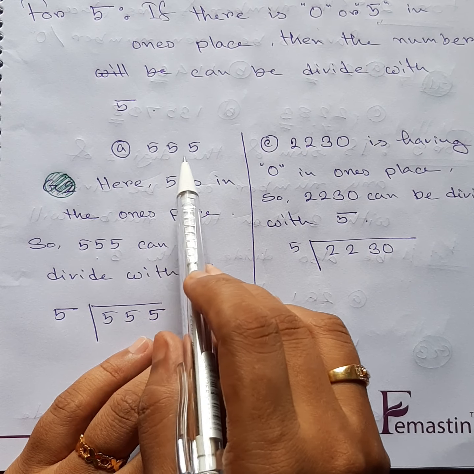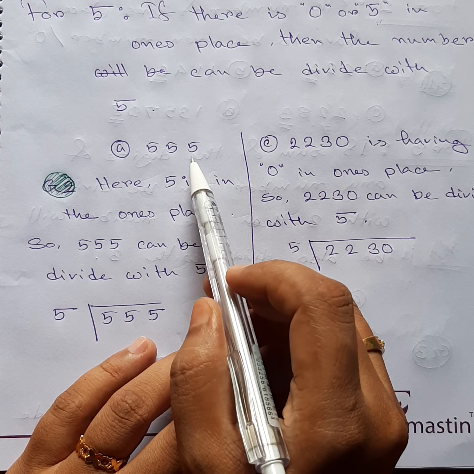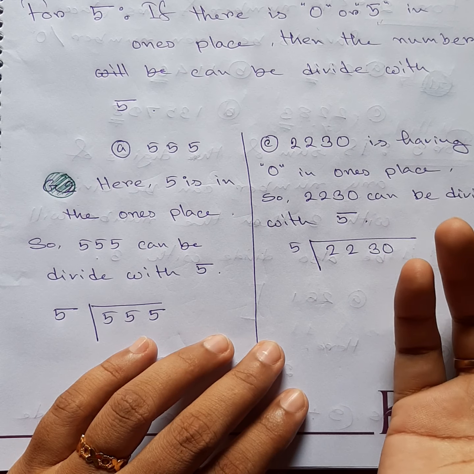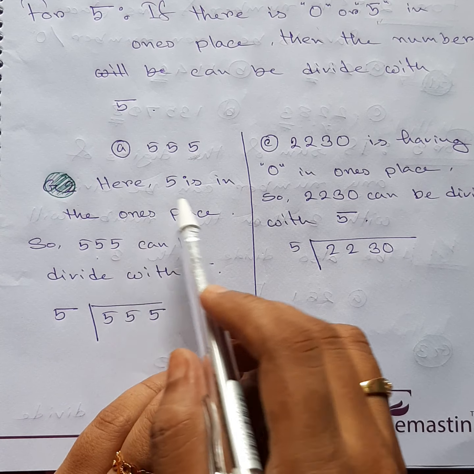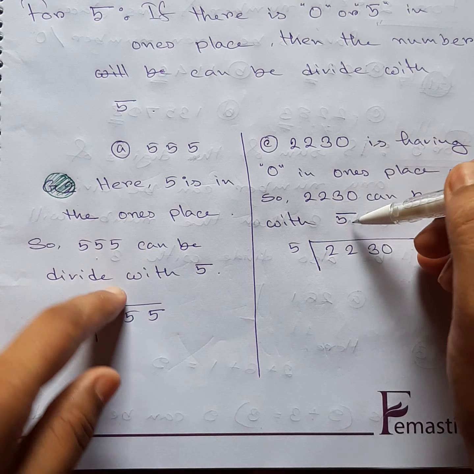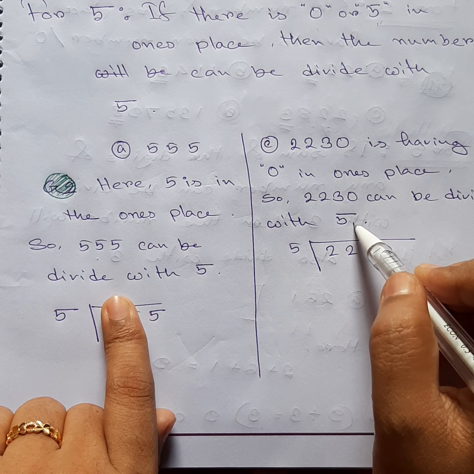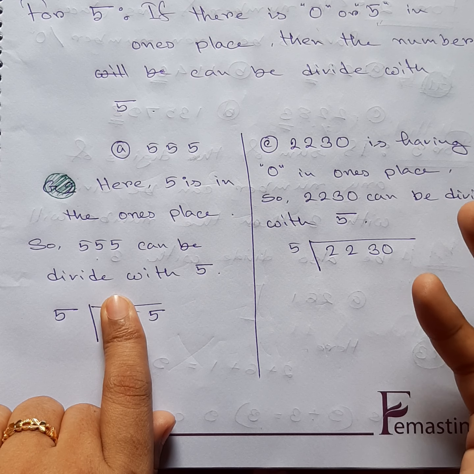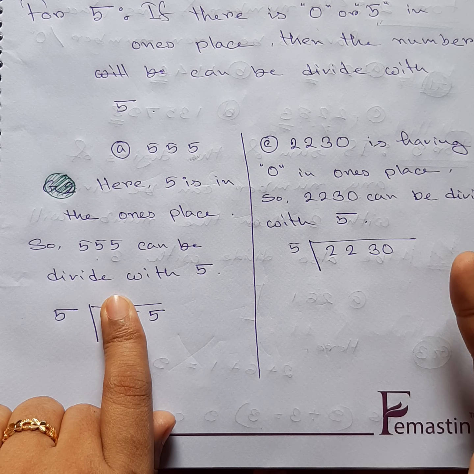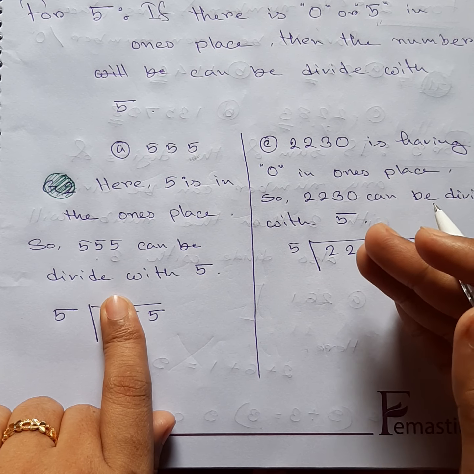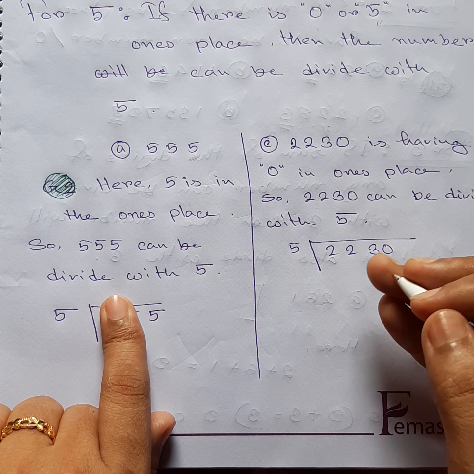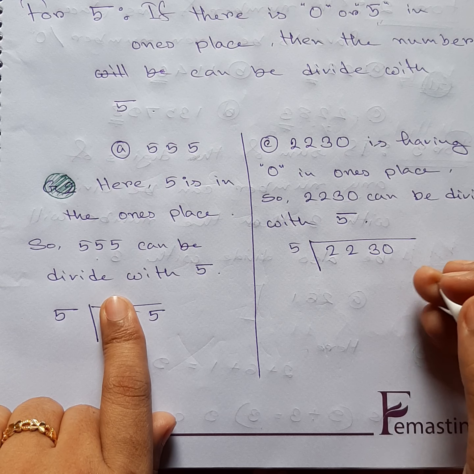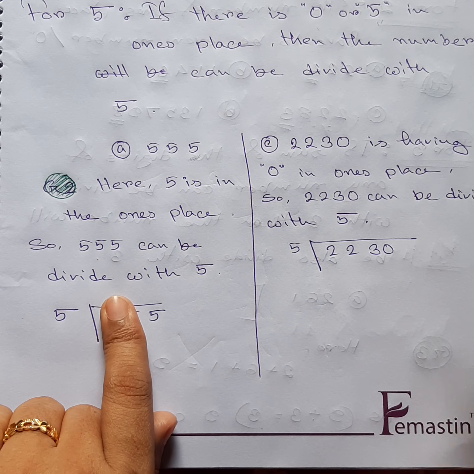Suppose this number is 555, which has 5 in one's place, or in the last place. Okay, so we will say, there are 2 different languages I have written down for you. You can follow any one you like, it doesn't matter, as long as it is correct. Then you can also make up your own line. Don't try to make it long, try to keep it short, that's it.